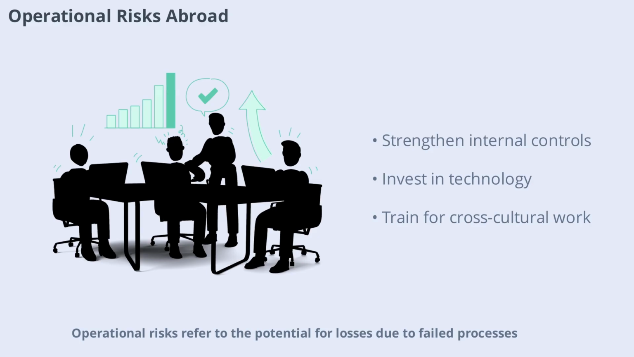Operational risks refer to the potential for losses due to failed processes, systems, or external events. In international business, these risks can include supply chain disruptions, technology failures, or cultural misunderstandings. Companies must develop robust risk management frameworks, invest in reliable technology, and train staff to handle cross-cultural challenges. By strengthening internal controls and contingency plans, businesses can minimize operational disruptions and maintain smooth global operations.